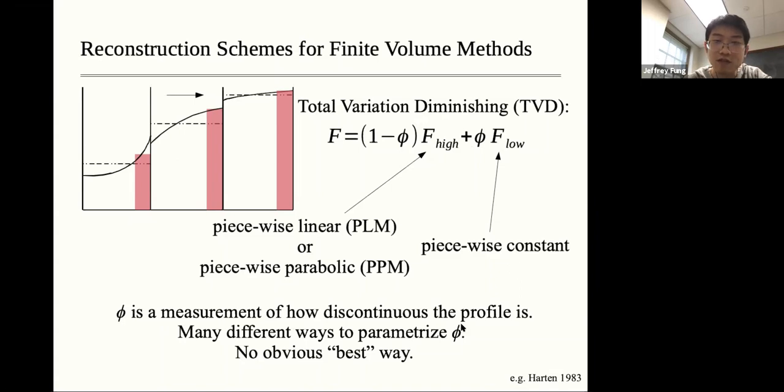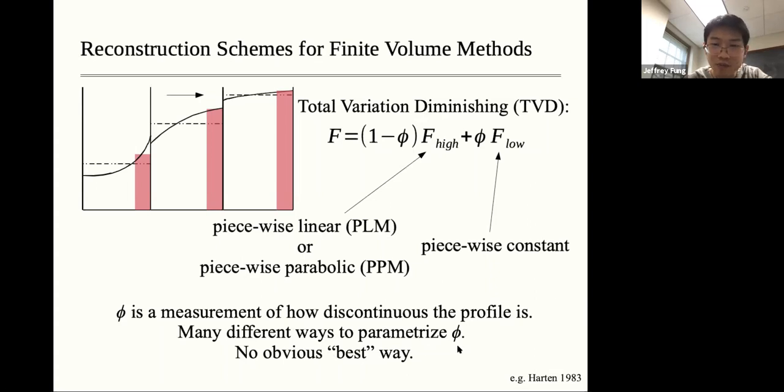Usually the parameter that you use to determine which one you want to use is a measurement of how discontinuous the profile is. And there are very, very many different ways to compute this function. It's usually referred to as a flux limiter or slope limiter. And there are so many of them. If you just search flux limiter on Wikipedia, you're going to get tens of them, and there are even more in the literature.